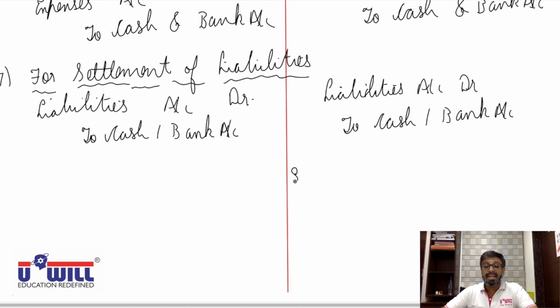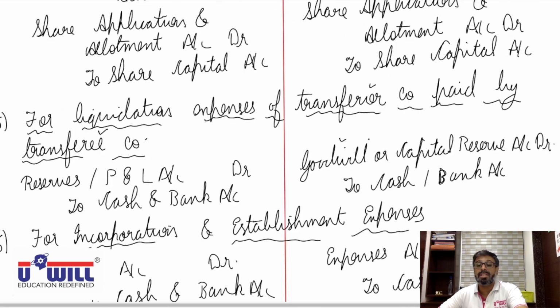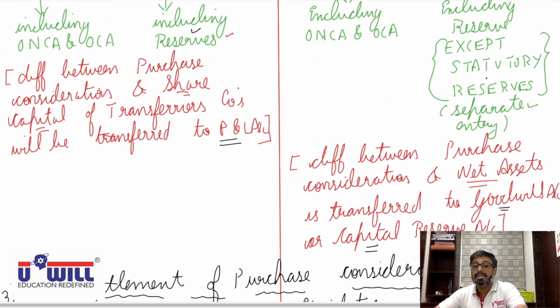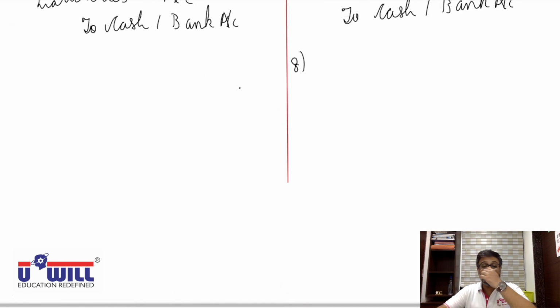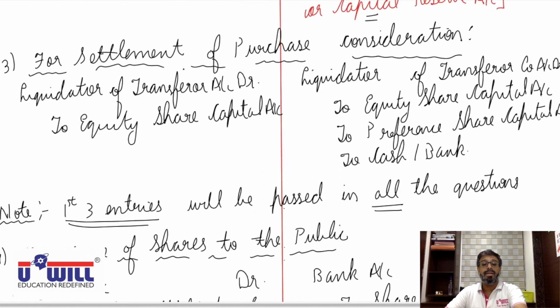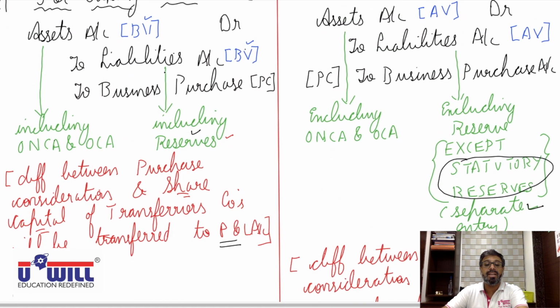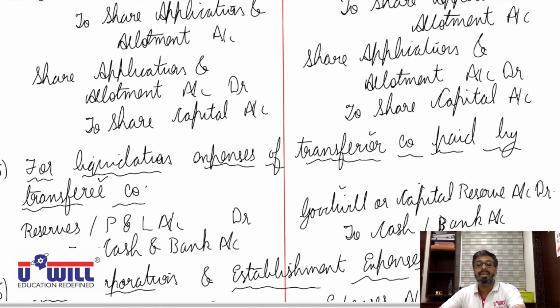Now, this 8th entry is possible only in purchase method of accounting. Which one? This statutory reserves. We discussed, we'll pass separate entry for that. So, for taking over statutory reserves, this entry will not come in merger. Why? Because in liabilities itself, we include reserves. All reserves are included in liabilities itself. But in the purchase method of accounting, in liabilities, we pass the entry excluding reserves. So for statutory reserves which are to be taken over, I told you separate entries to be passed.